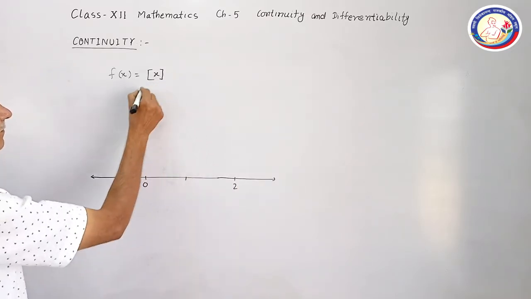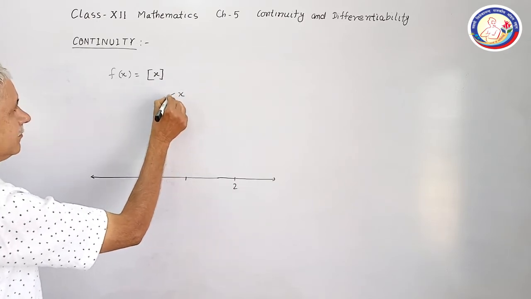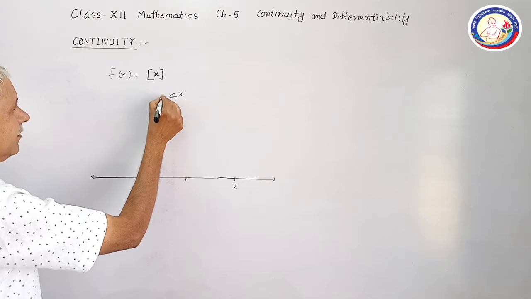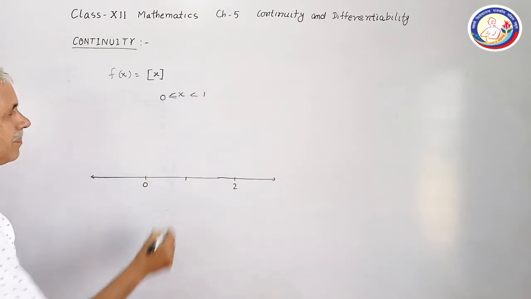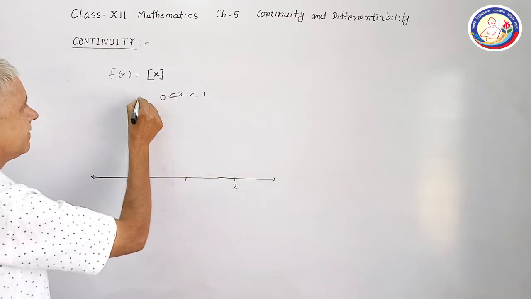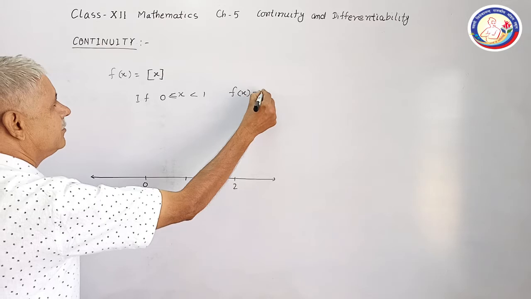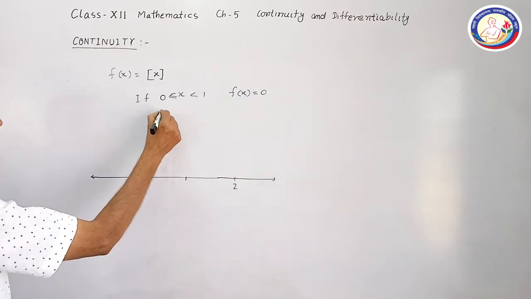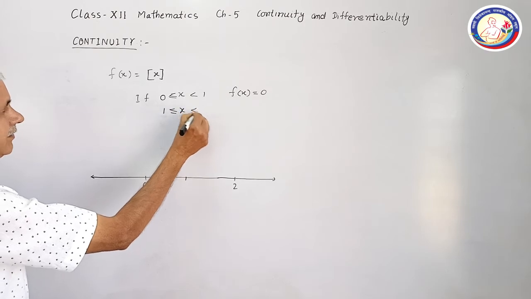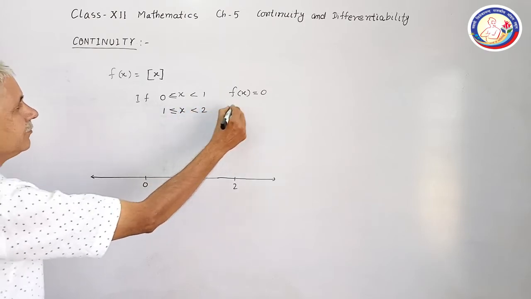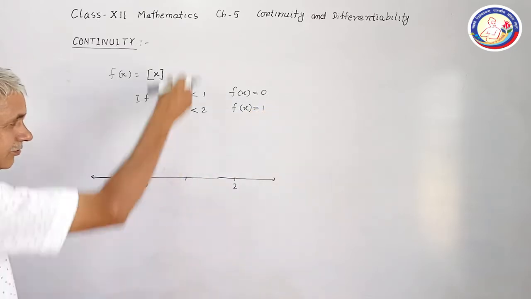If x is 0 is less than or equal to x is less than 1, then f(x) will be 0. And 1 is less than or equal to x and x is less than 2, f(x) will be equal to 1. It means, and so on.